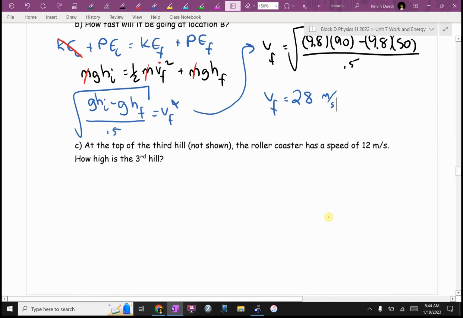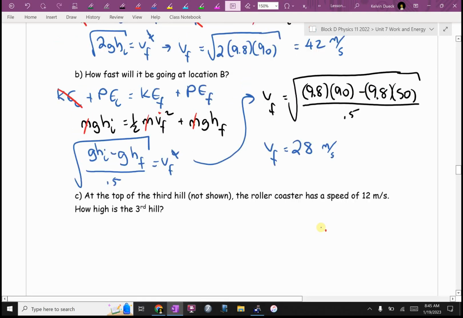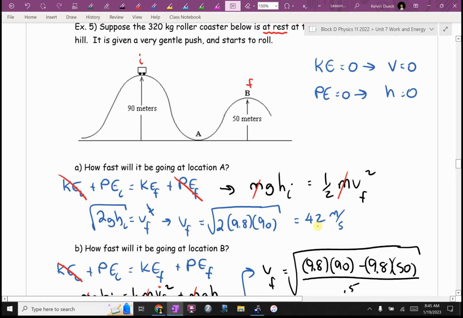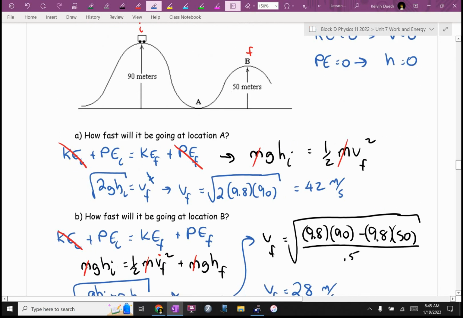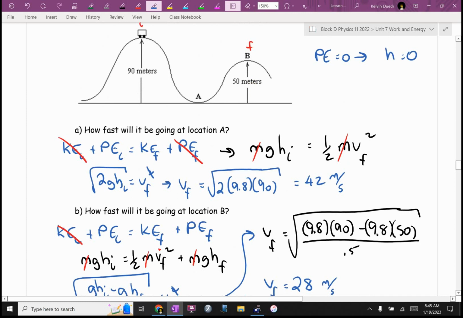At the top of the third hill, not shown, the coaster has a speed of 12 meters per second. How high is the third hill? Okay. You know what? First of all, what's our speed? Is the third hill higher than 50 meters or lower than 50 meters? And how do I know? Lower? How?